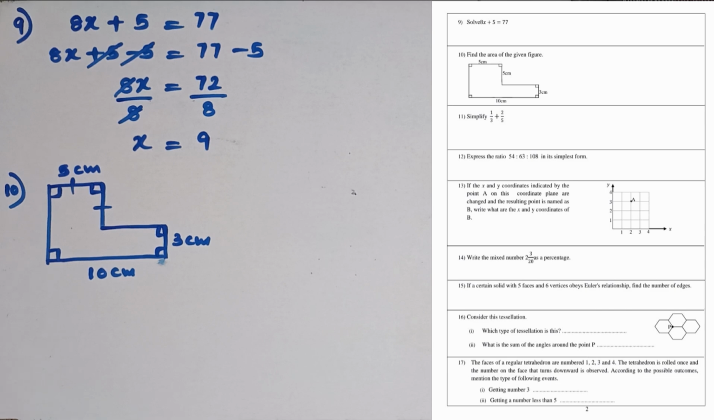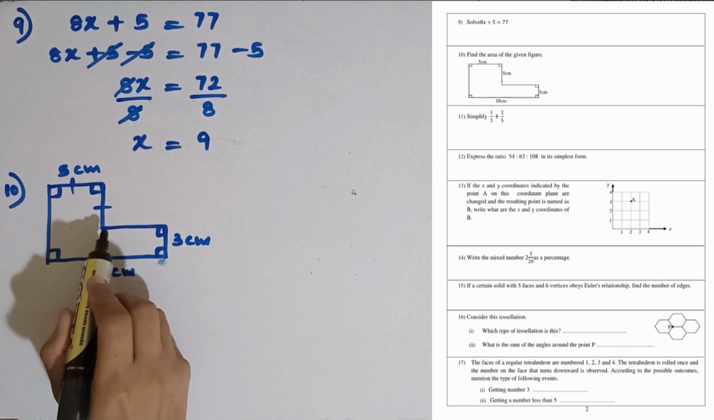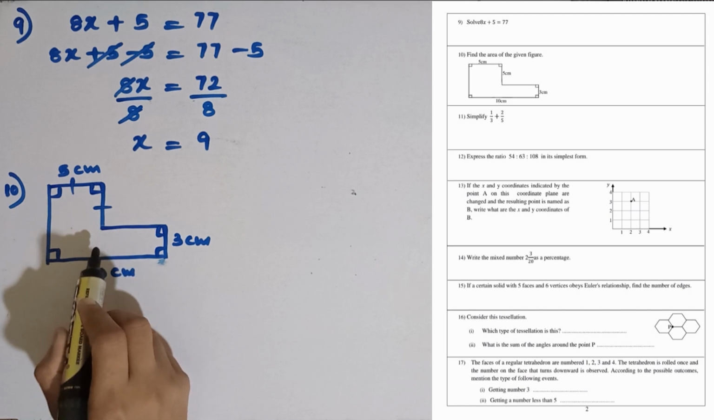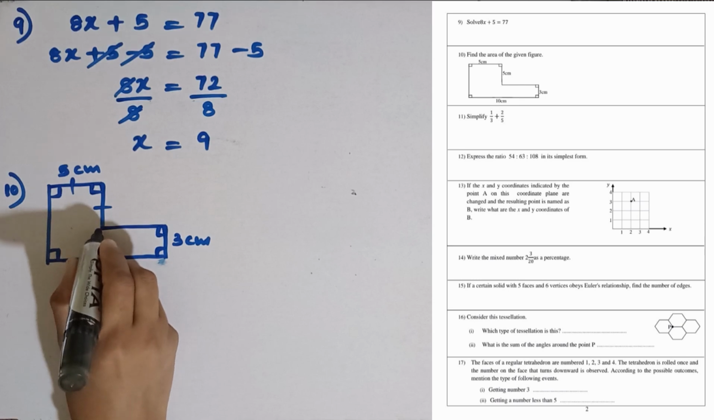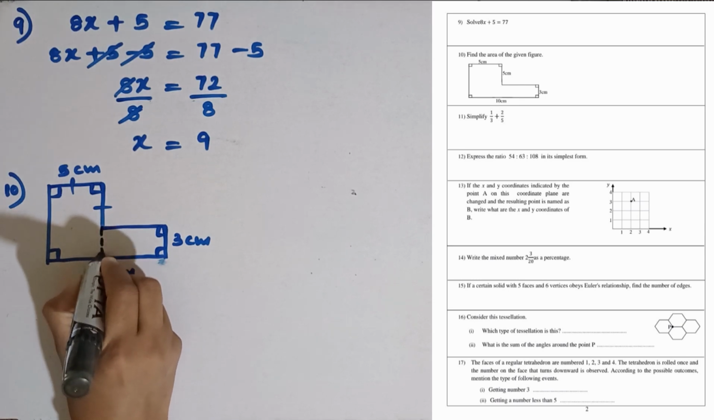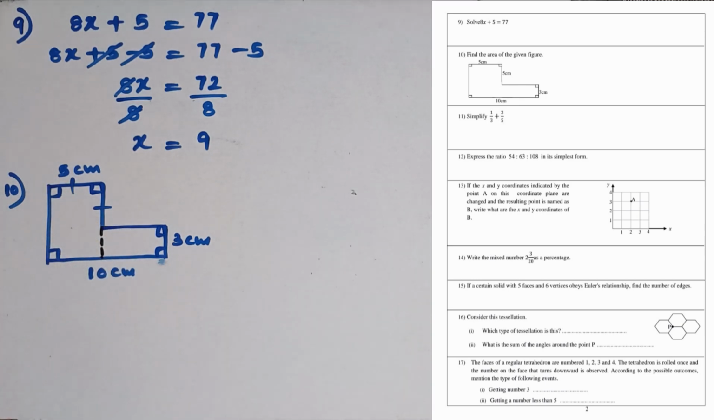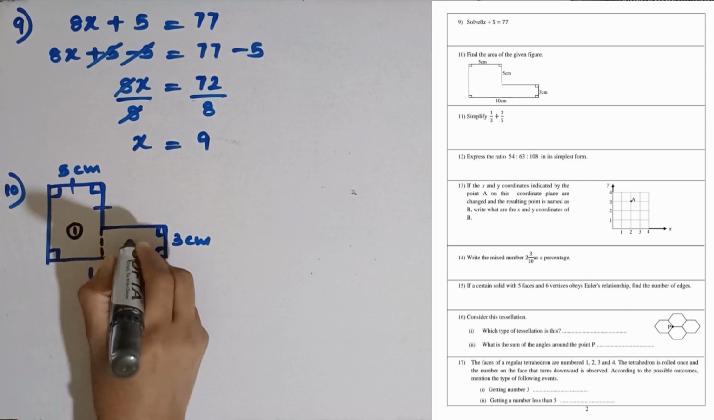When finding the area of a compound figure like this, we have to separate it into shapes with known areas. So I can separate this into 2 rectangles. Then this is figure 1 and this is figure 2.